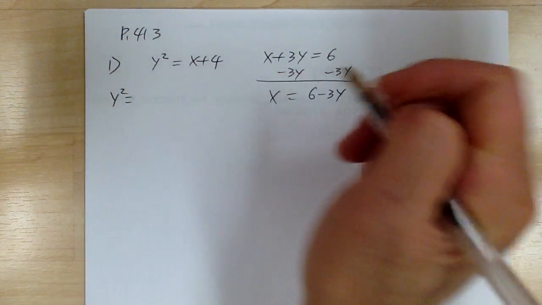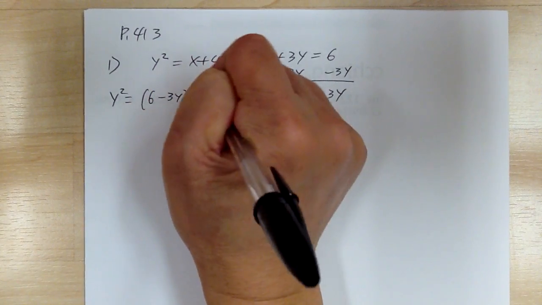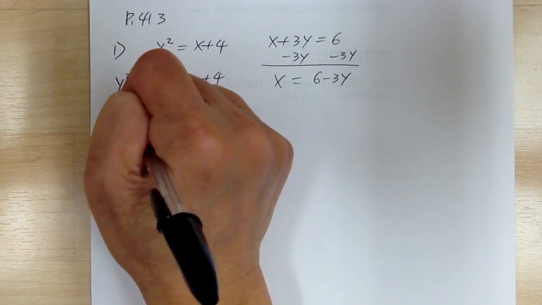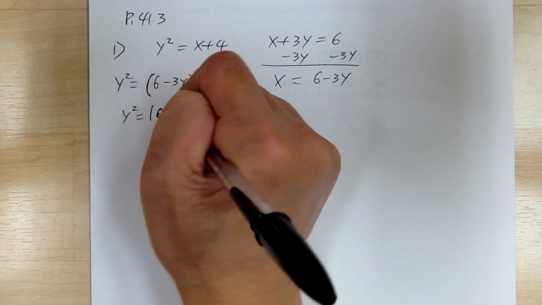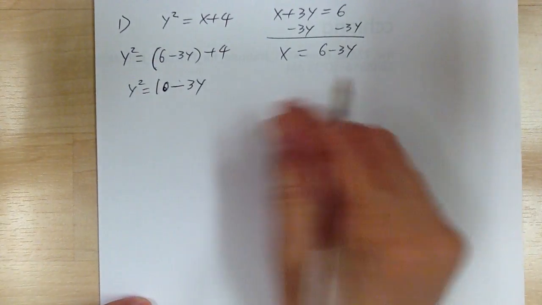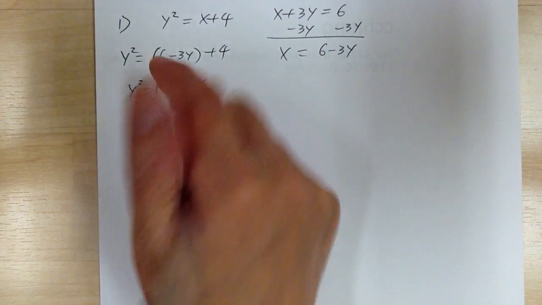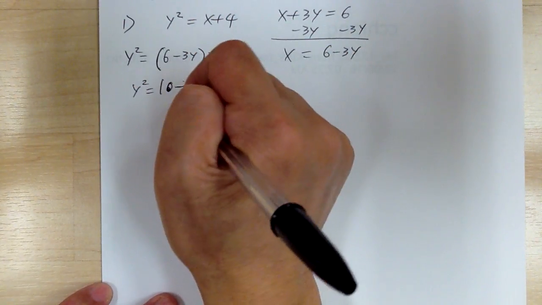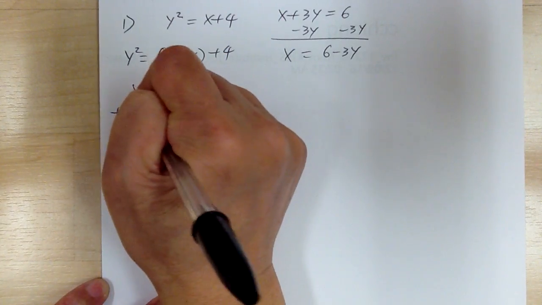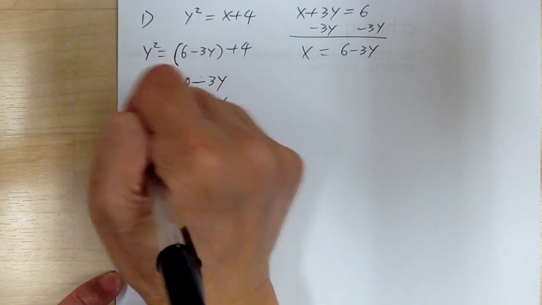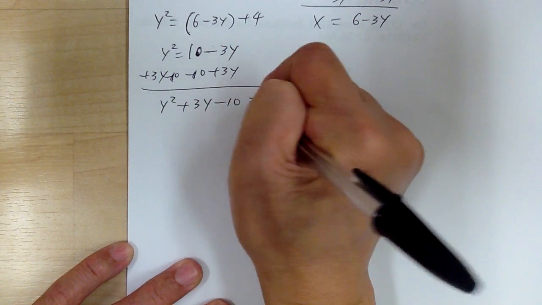So you got y squared equal to, again, when you substitute, put in the parentheses to help you avoid mistakes. And so y squared equal to 6 plus 4, which gives you 10. So it'll be 10 minus 3y. And since there's a square, I need to make it equal to 0, so I can do factoring. So plus 3y minus 10, minus 10. Again, write it down. It helps you avoid mental errors. So you got y squared plus 3y minus 10 equal to 0.